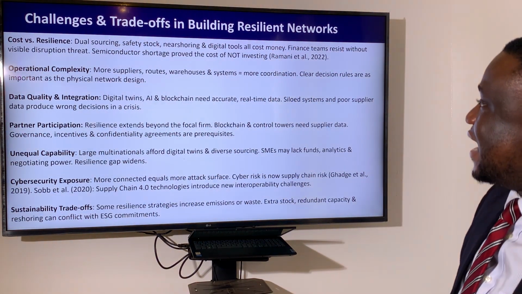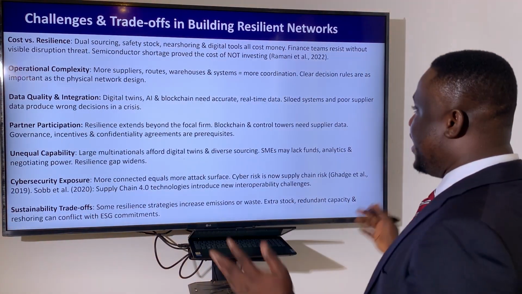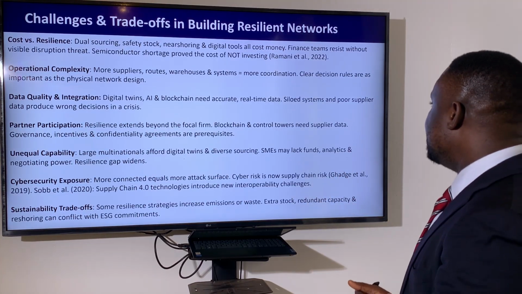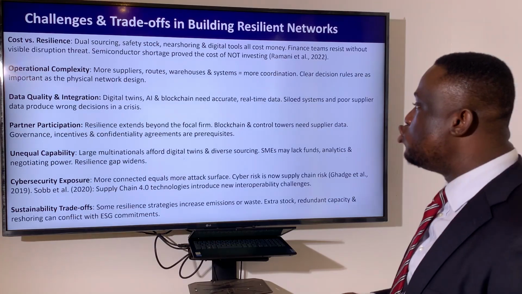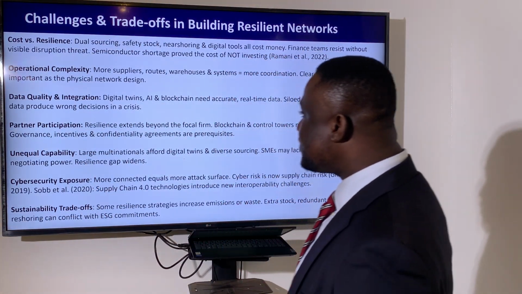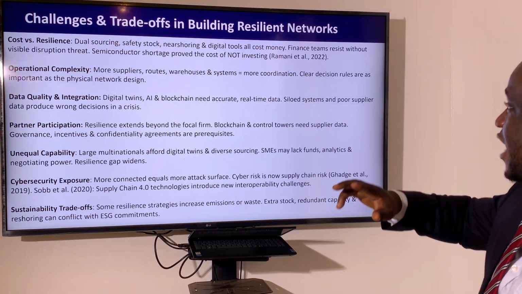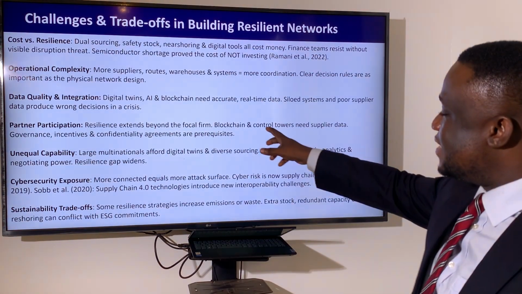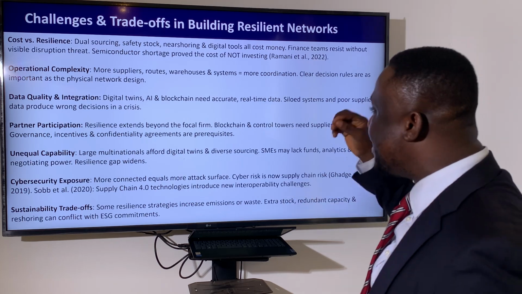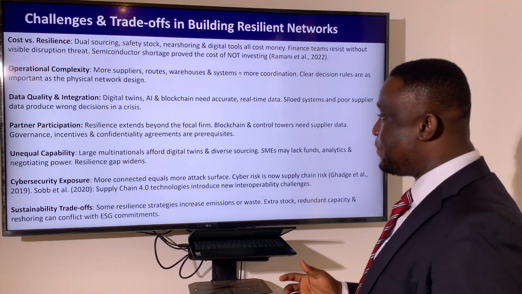We also look at data quality and integration as a challenge. In this one, a digital twin, AI and blockchain need accurate real-time data. Siloed systems and poor supply data produce wrong decisions in crisis, right? The challenge here is data quality and integration. This has always been a challenge in building a strong, resilient network. And what this suggests is that we need to build a better system with AI and blockchain, to be able to predict accurately when situations are about to happen.